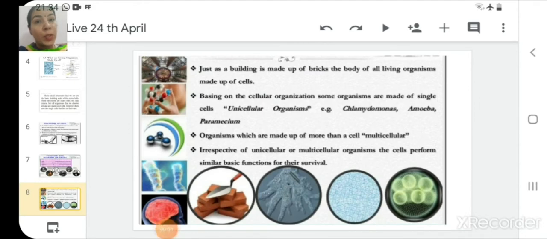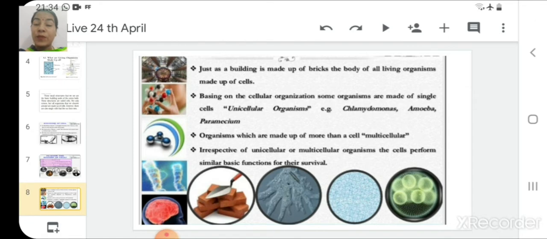Basis of cellular organization: all the living organisms can be divided into two categories, that is unicellular organisms and multicellular organisms. If a living organism is made up of only one type of cell, then that living organism will be called a unicellular living organism. The examples are Chlamydomonas, amoeba, paramecium, etc.